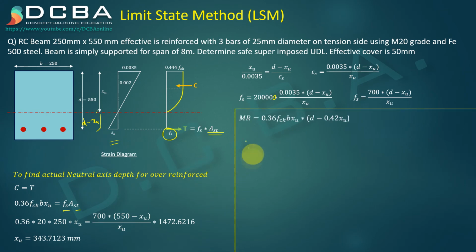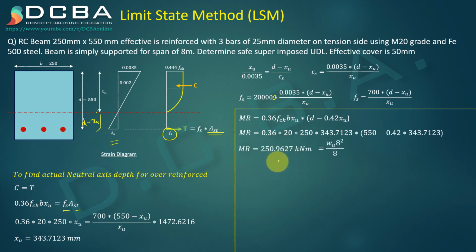And the moment of resistance now. I will just put directly this XU value here, and let us find what comes. Moment of resistance will be 250.9627 kilonewton meter, and I am directly skipping the steps and equating it to WU L square by 8. This is what we do, right, to find the ultimate load. So ultimate load comes out to be 31.3703 kilonewton per meter. Working load will come out to be 20.9136 kilonewton per meter.